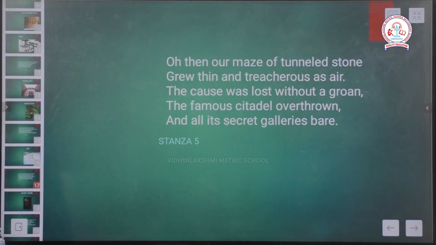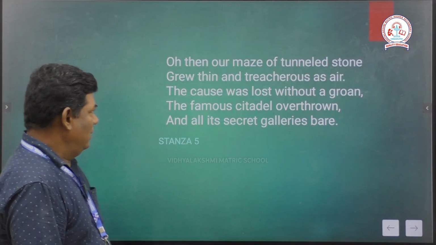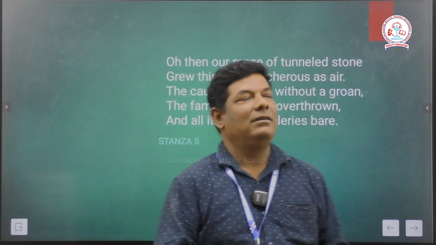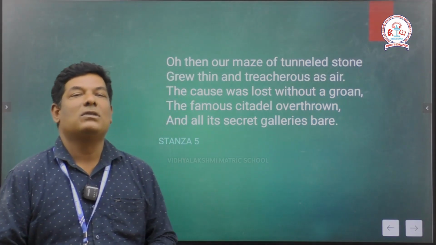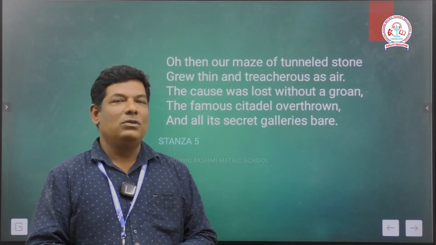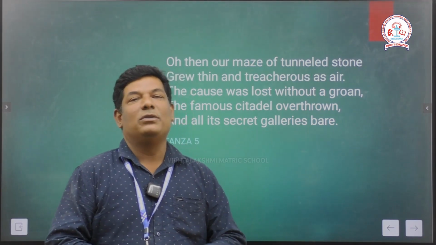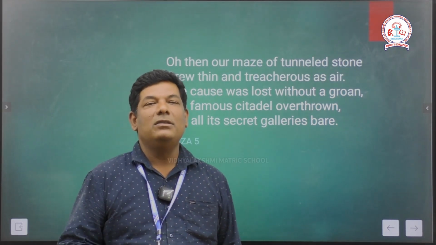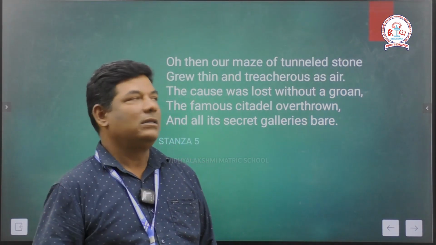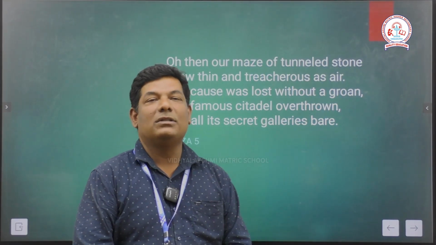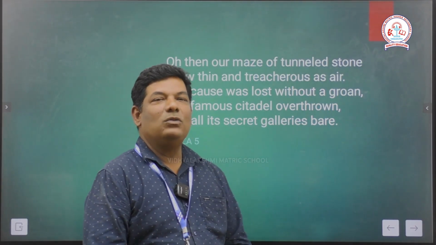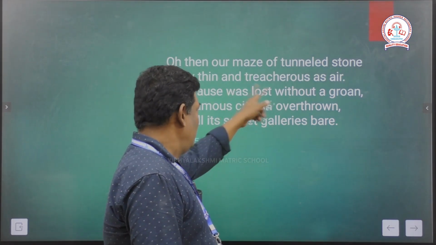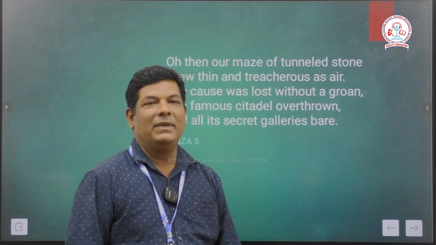Stanza 5. Oh, then our maze means complicated. Tunnel. We have tunnel. Tunneled stone. Stone was carved into tunnel. Grew thin and treacherous. You know the purpose of carving out the tunnels. When there is a danger to the royal people, they will escape through these tunneled stones. But here, through the private gate, enemies entered. Therefore, this tunnel stone has become treacherous, disloyal, thin and disloyal.